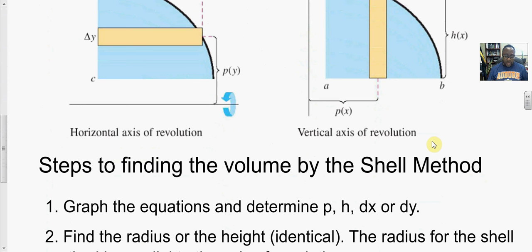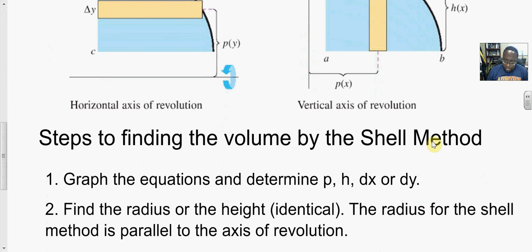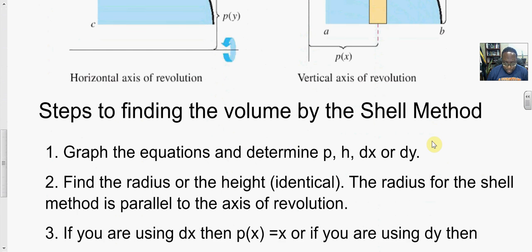Here are some steps to finding the volume by the shell method. Graph the equations and determine p, h, dx, and dy. Find the radius, or the height. Talking about the same thing.